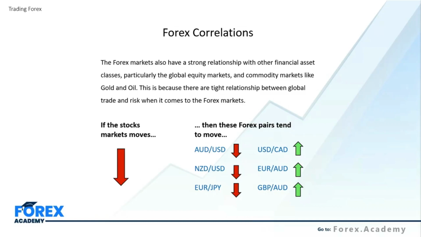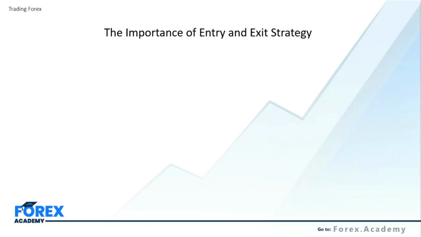We see the US dollar Canadian dollar move up, the euro Australian dollar move up, and the pound Australian dollar move up. So at times we see this correlation between the stock market and various Forex pairs in the markets. Now that we know there is a strong level of correlation between many of the Forex pairs themselves, and how they may have a strong correlational effect with commodity prices and equity prices, let's discuss the importance of entry and exit strategy.